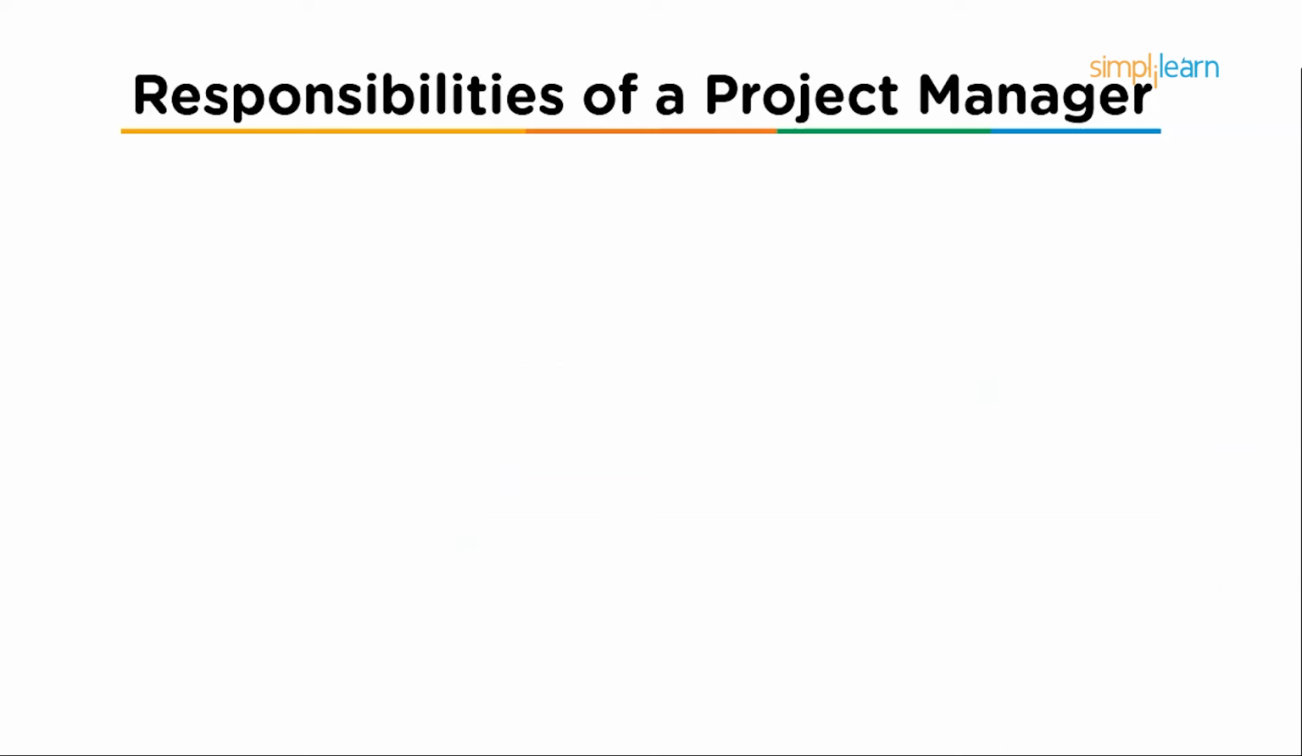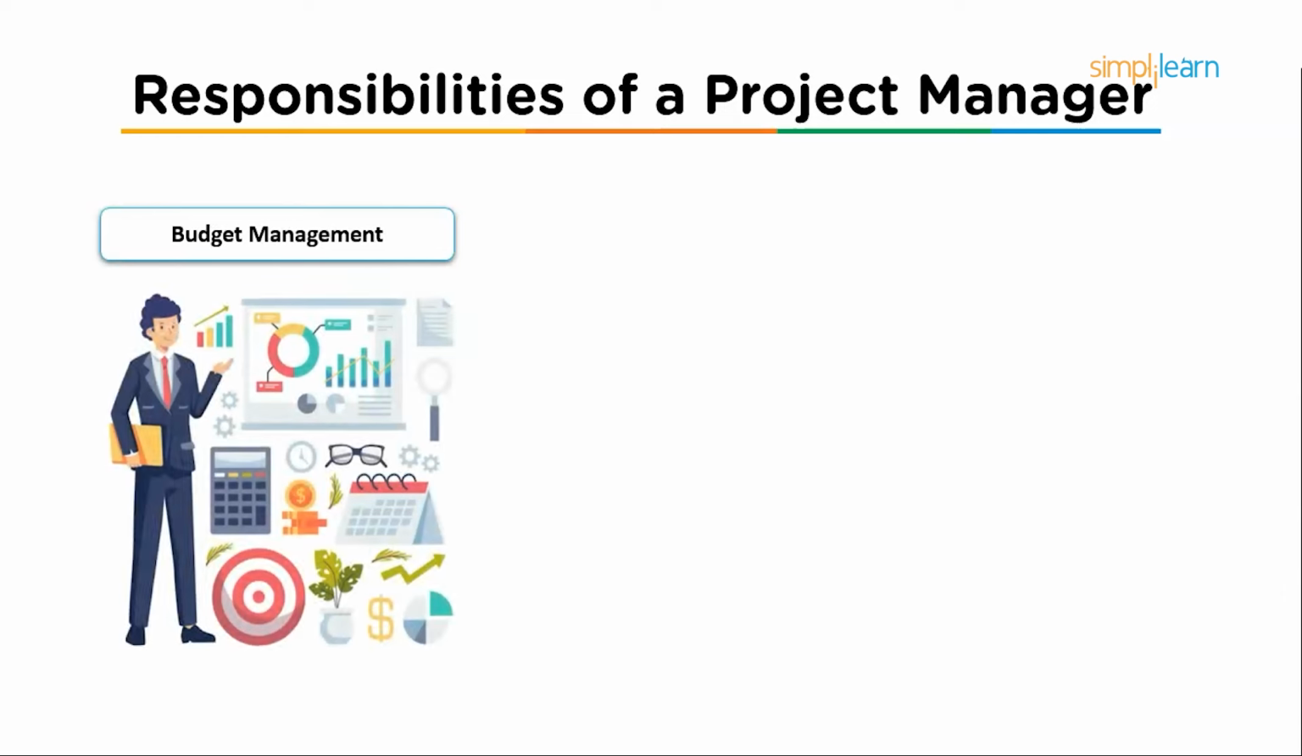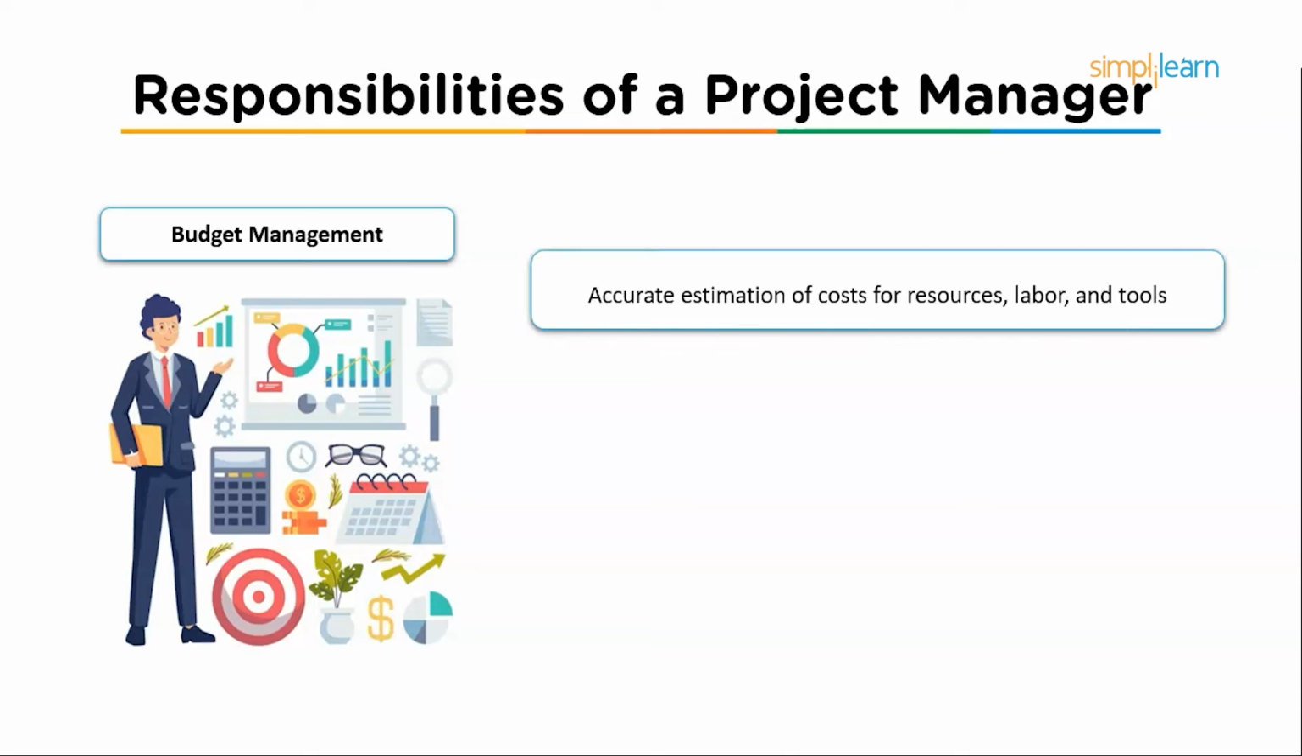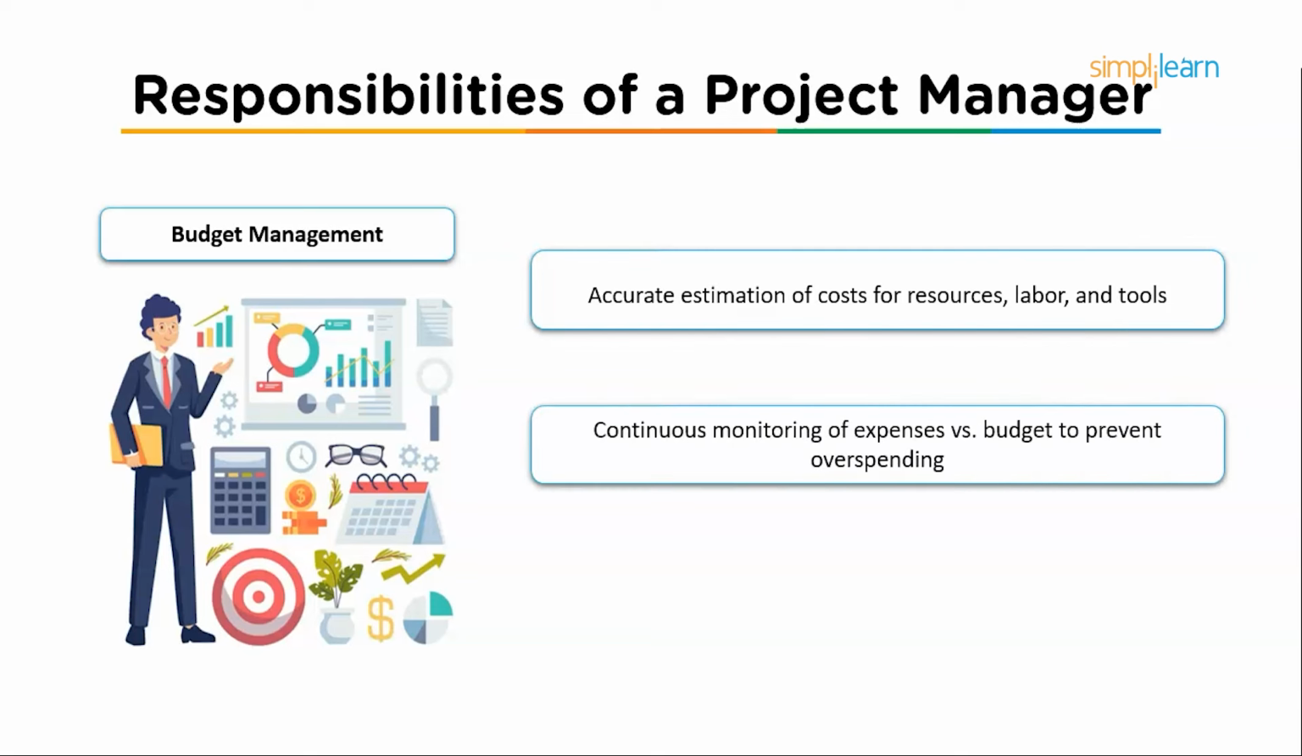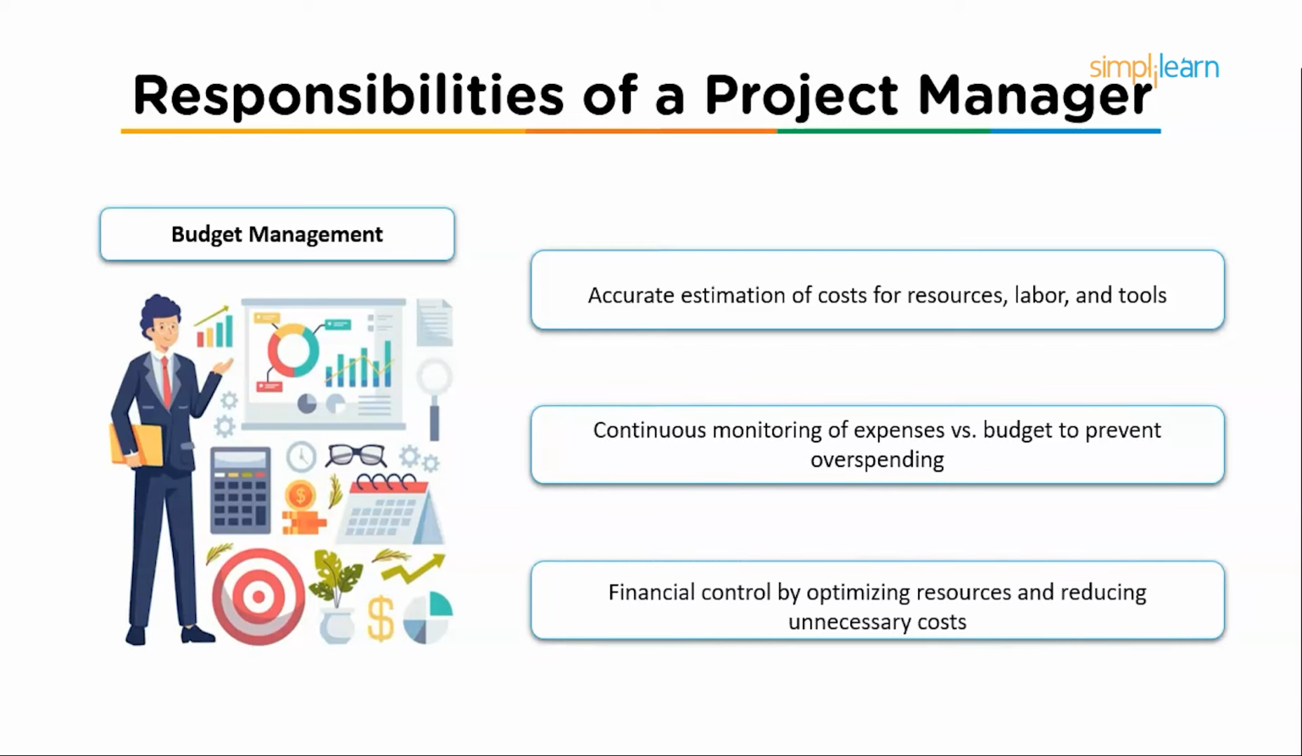Now, moving on, we have budget management. Keeping the project financially on track is a major responsibility. The project manager ensures the accurate estimation of cost for resources, labor, and tools. He also ensures continuous monitoring of expenses versus budget to prevent overspending. He also secures financial control by optimizing resources and reducing unnecessary costs. So, a well managed budget helps in delivering a project without financial strain.